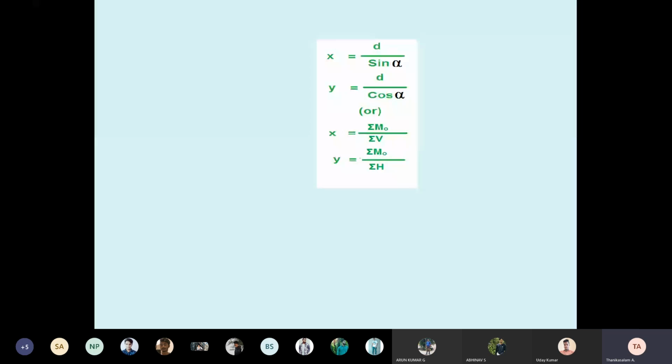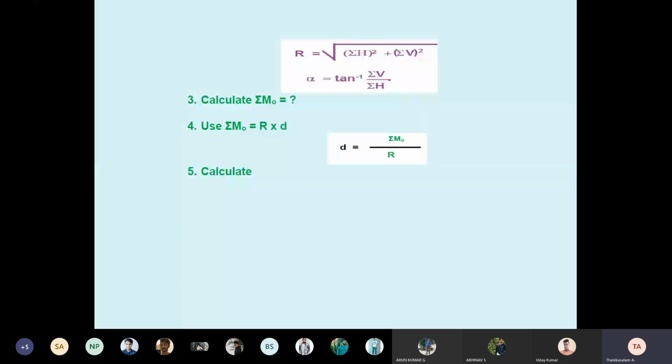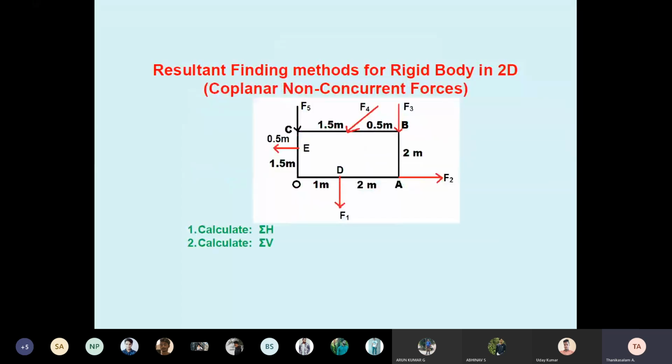After calculating d, you have to calculate the x and y distances. Why calculate them? Because a rigid body has an x direction dimension and a y direction dimension, so where does the resultant pass through, at which x distance and which y distance? So x equals d divided by sin alpha, and y equals d divided by cos alpha. Or alternatively, x equals summation M naught divided by summation of vertical forces, and y equals summation M naught divided by summation of horizontal forces. These are the formulas for the resultant finding method for a rigid body.